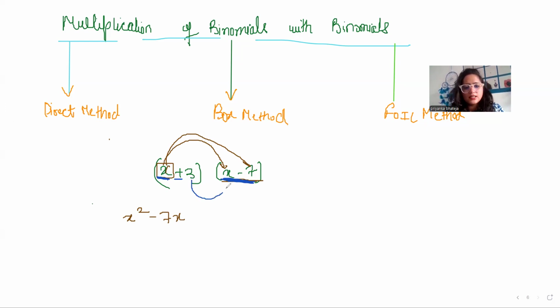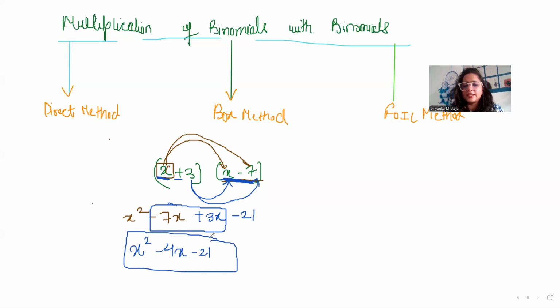Okay. After that, 3 times x would be 3x and 3 times 7 is 21. So now tell me, if we combine this, negative 7x plus 3x will be, yes, negative 4x, negative 21. Very good.